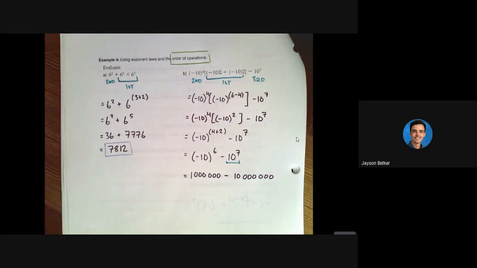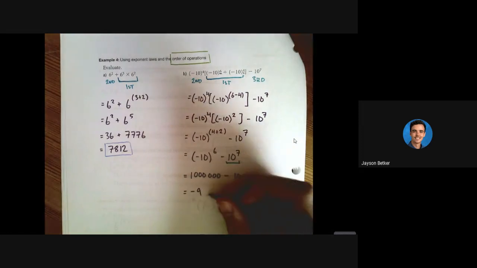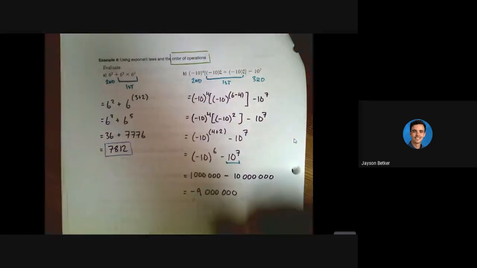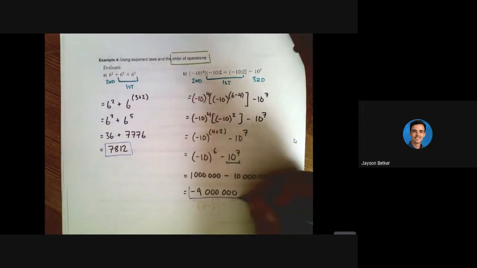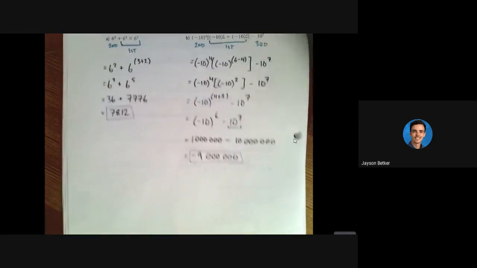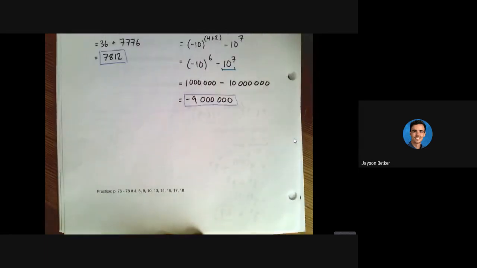So we have 1 million minus 10 million. If I do 1 million minus 10 million, well, that's just like 1 minus 10. I should get negative 9 million. So that is my final answer for part B. So they do get a little bit trickier. There are more steps, but as long as you follow those steps and remember what we've been learning so far about order of operations, you should be fine.